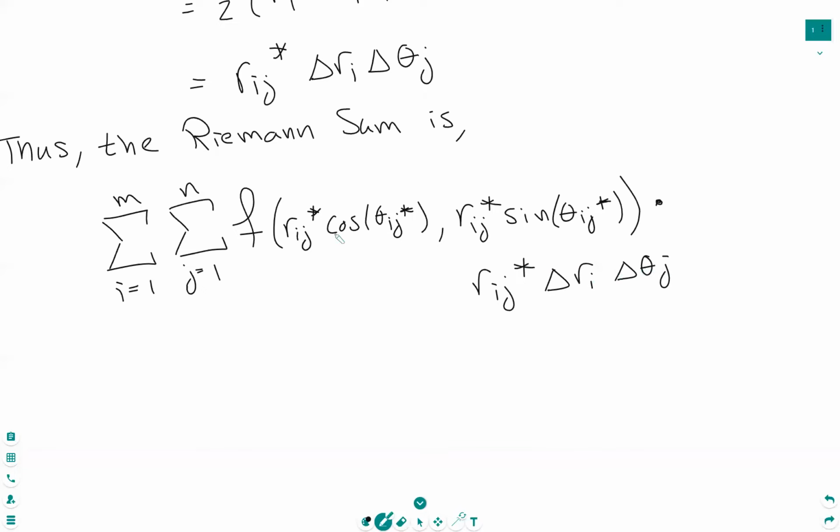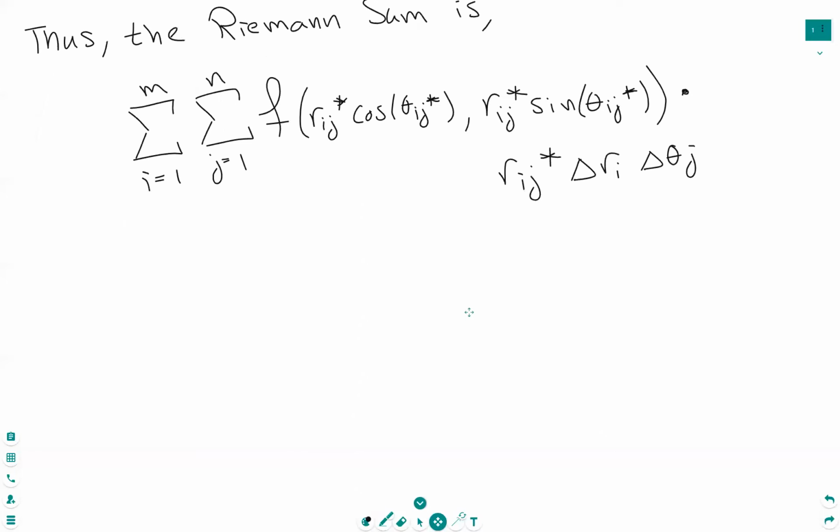So now the idea here is this is a good approximation. We increase m and n, we make these sub-rectangles smaller and smaller and smaller. We're getting a better and better approximation. And in the limit, as we let that delta Ri and delta theta j go to 0, we have an infinite number of these subrectangles, and we can generate the actual answer. These sums then become integrals.